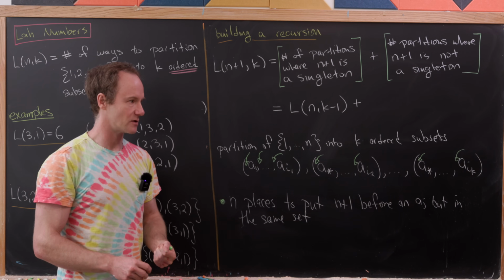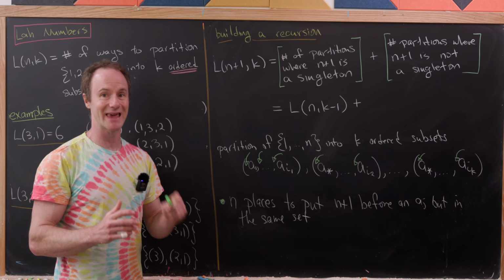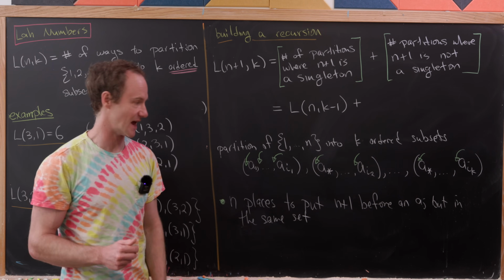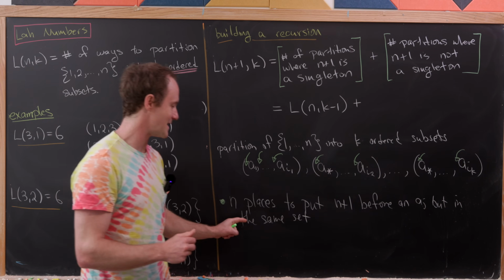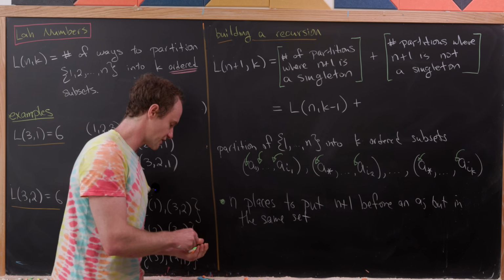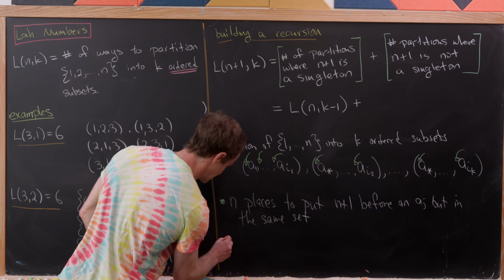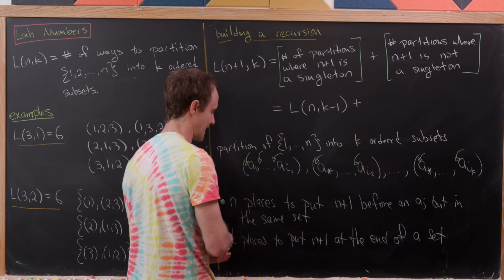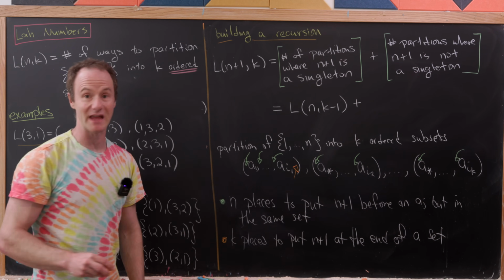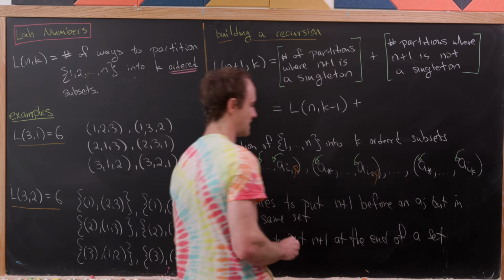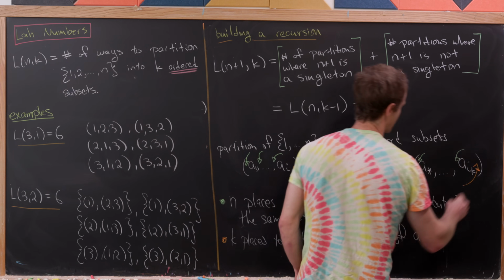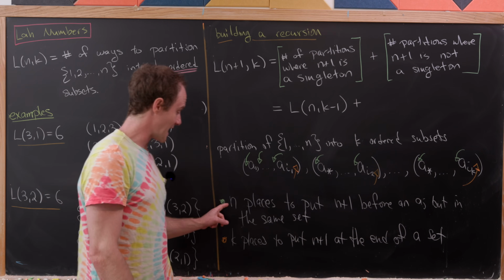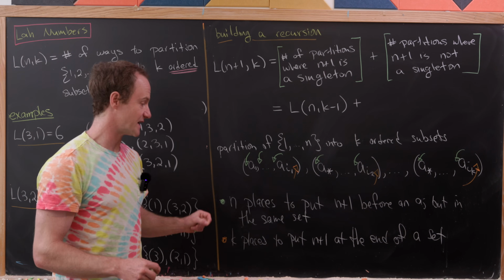But notice that leaves out k places where we could place n plus 1, and that's at the end of a set. That's why I put here before aj, but in the same set. And so that leads us to our second possibility, and that would be k places to put n plus 1 at the end of a set. So that would be slotted right here at the end of the first set, right here at the end of the second set, and so on, right here at the end of the kth set. So altogether, there are n plus k places that we could stick n plus 1.